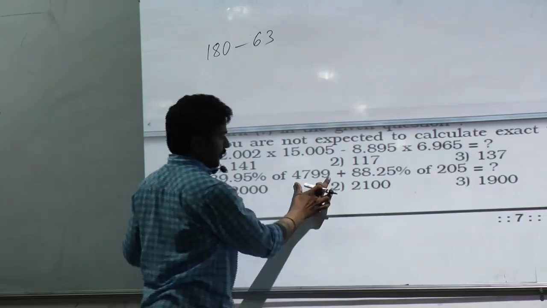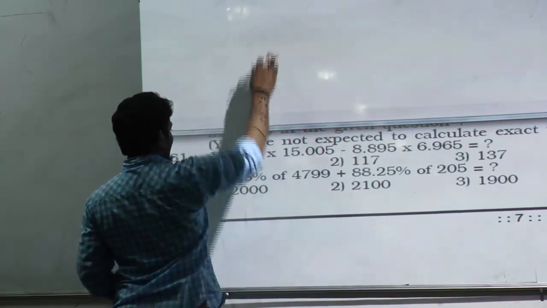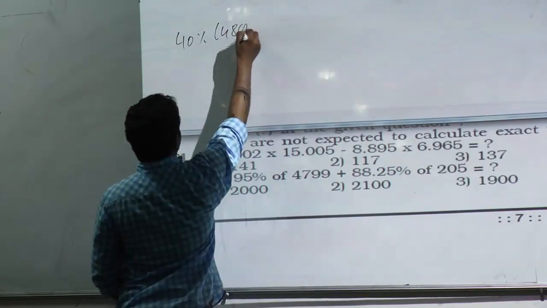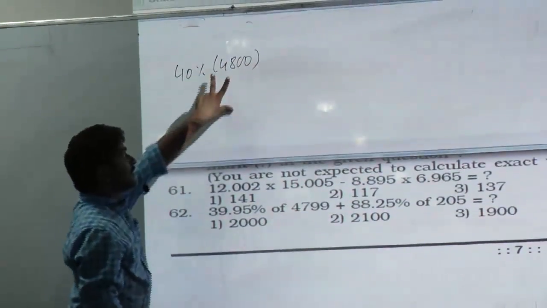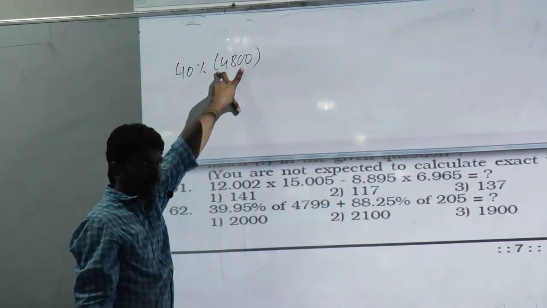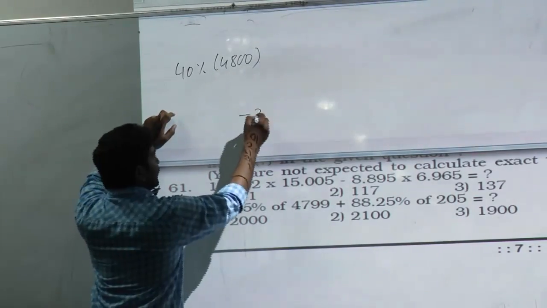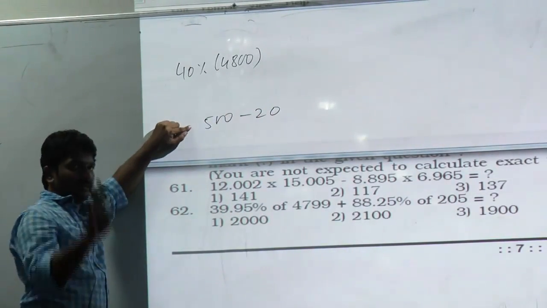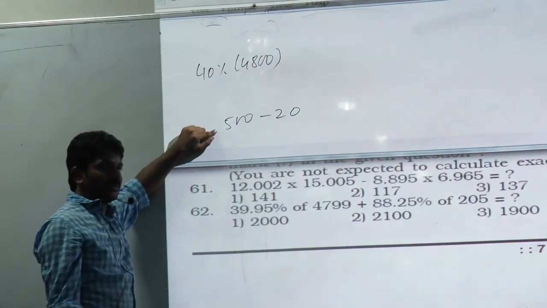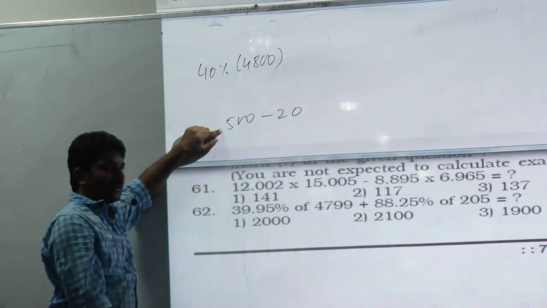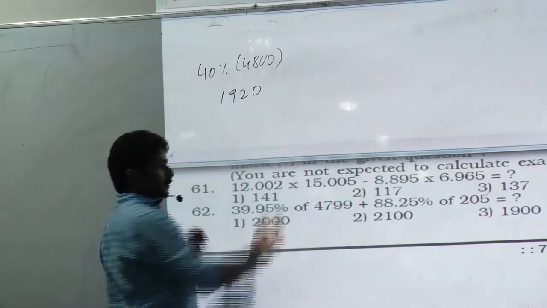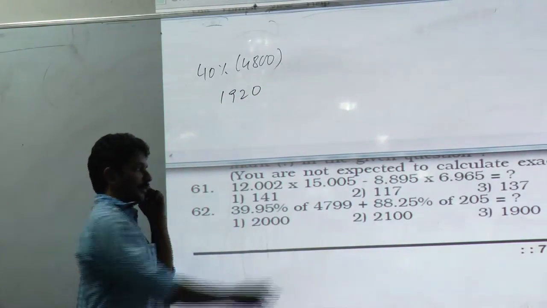40% of 4,800. 10% is 480. I'll treat it as 20 less than 500. 10%. 40% is 4 times of this. 2000 minus 80. 1920.